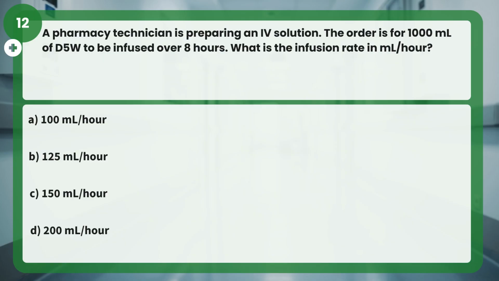Question 12. A pharmacy technician is preparing an IV solution. The order is for 1,000 milliliters of D5W to be infused over 8 hours. What is the infusion rate in ml/hour? A. 100 milliliters per hour. B. 125 milliliters per hour. C. 150 milliliters per hour. D. 200 milliliters per hour.